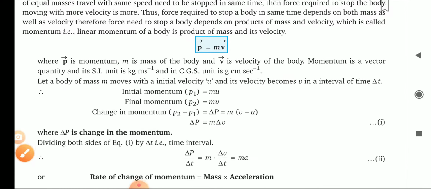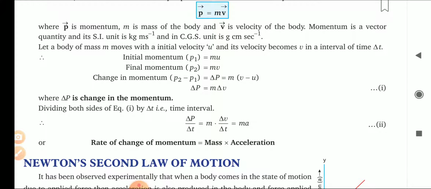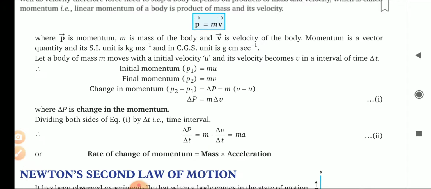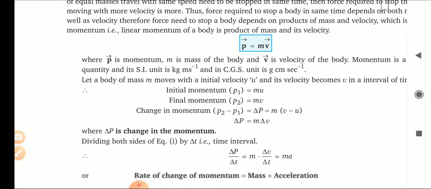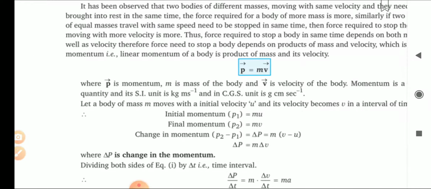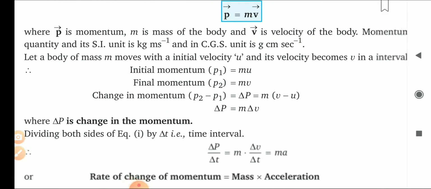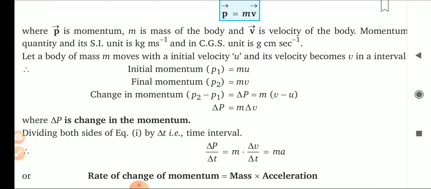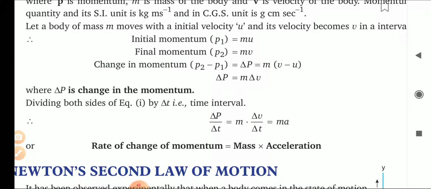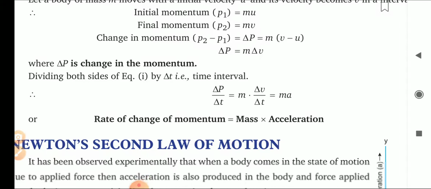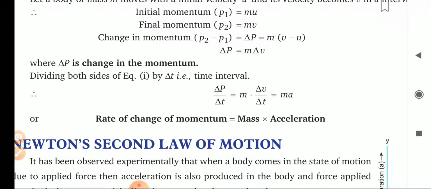That is, the rate of change of momentum of a body is directly proportional to the impressed force, and we have got that impressed force as mass into acceleration. This is Newton's second law of motion. This is all that is given. Here the momentum is denoted by P. Change in momentum, that is final momentum minus initial momentum, P2 minus P1, is denoted by delta P. And v minus u, change in velocity, we have taken as delta v, so delta P upon delta t, that means delta v upon delta t.